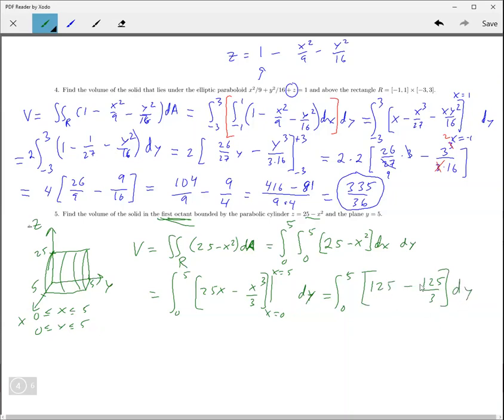Okay, now there's no y's, it's just a number. And so if you're integrating a constant over an interval, then it's just the constant times the length of the interval. So that's just going to be 5 times whatever's here. And this part is, I guess you could say, 125 times 3 all over 3. So that's 5 times 2 times 125 all over 3. Okay, so that's 1250 over 3, I think.